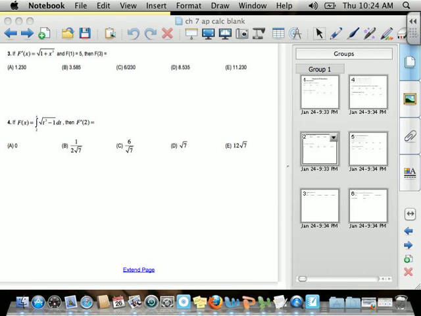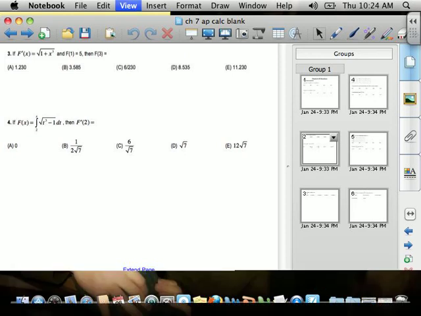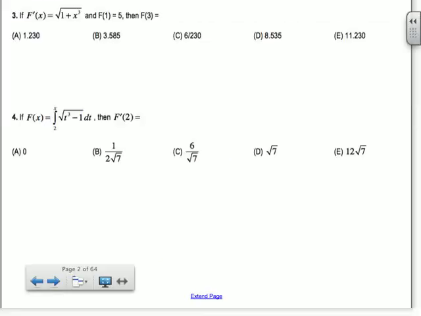All right, so number 4, it says if f of x equals the integral from 2 to x of the square root of t cubed minus 1 dt, then f prime of 2 equals what? Okay, so it's asking for f prime. So if I was taking the derivative, so f prime, I do d dx in the front of it, right? So how do I take the derivative of this integral?